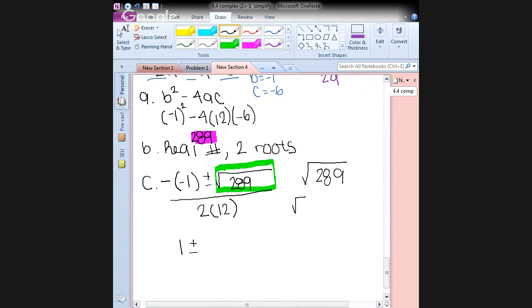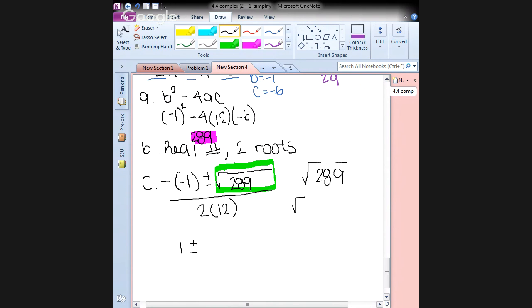I got another question, but let me finish this one and I'll answer that question that I just got in. So then I say 289. Doesn't look like there's any perfect square that breaks down 289. Let's see if there's any other numbers that break down 289. Nope. So it looks like 289 is a prime number.